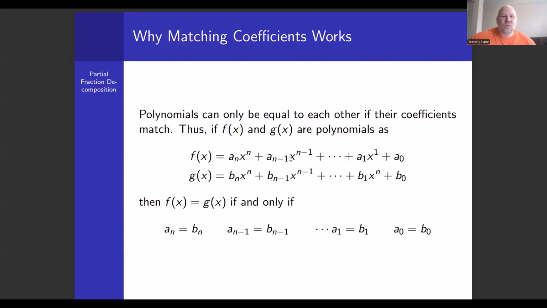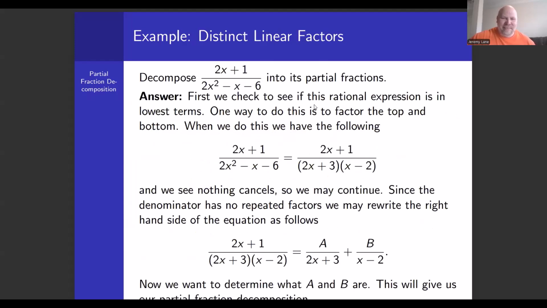So the reason why matching coefficients work, this comes from linear algebra a little bit, is that two polynomials are equal to each other if and only if the coefficients of each of the powers of x are equal to each other. This is what I mean by matching coefficients. Now, to see this in a little bit more detail, let's look at an example.